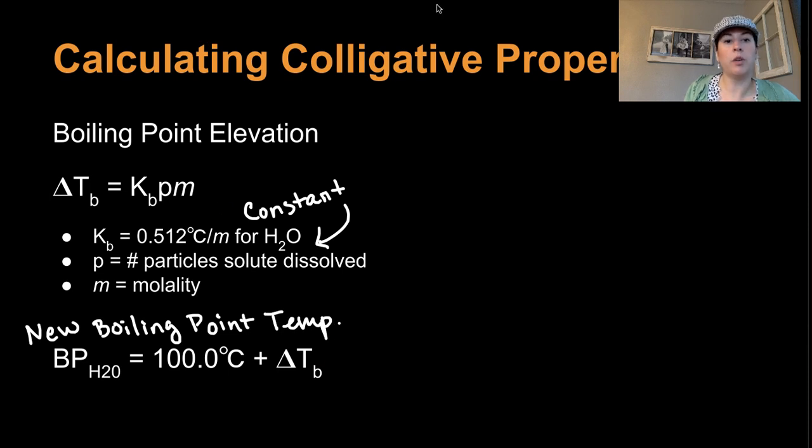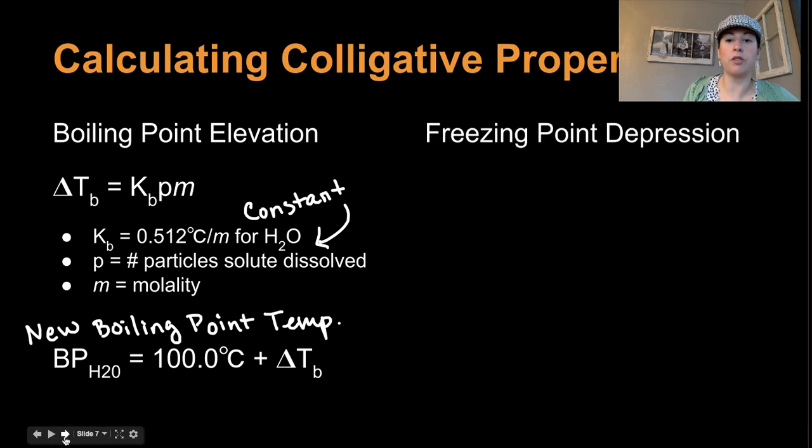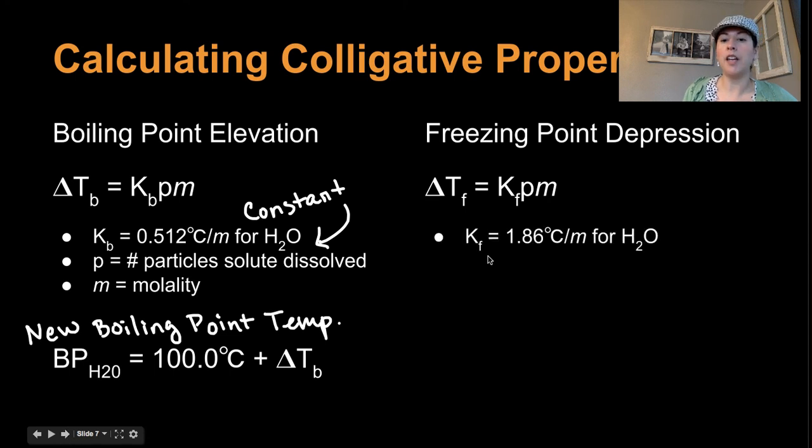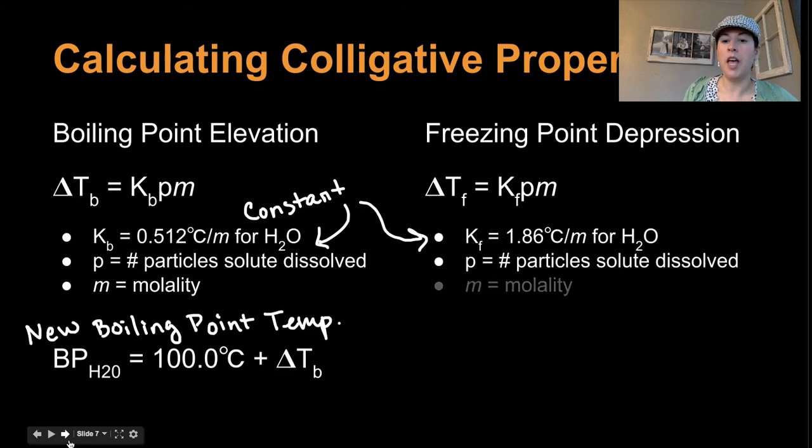So that's what we do in order to find the boiling point. With freezing point, it's actually quite similar as well. And so for freezing point depression, we have a similar equation. However, with that, we have a different value for our constant. So this is also going to be a constant, but this one is for when we have freezing occurring. The P still represents the number of particles of solutes that are dissolved, and then the molality, of course, is still going to be the same.